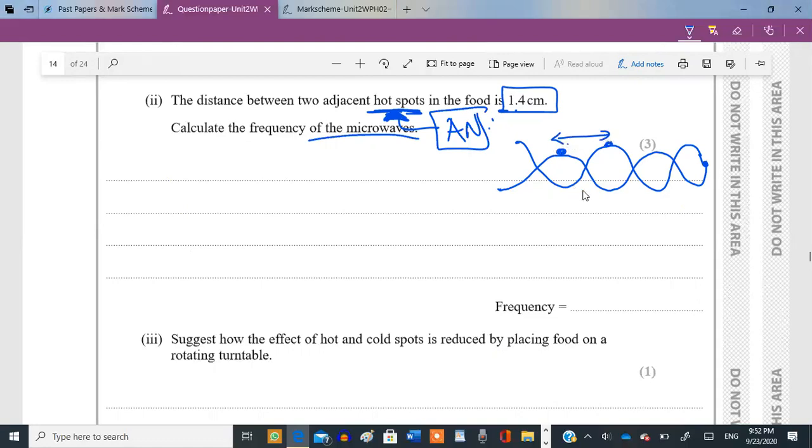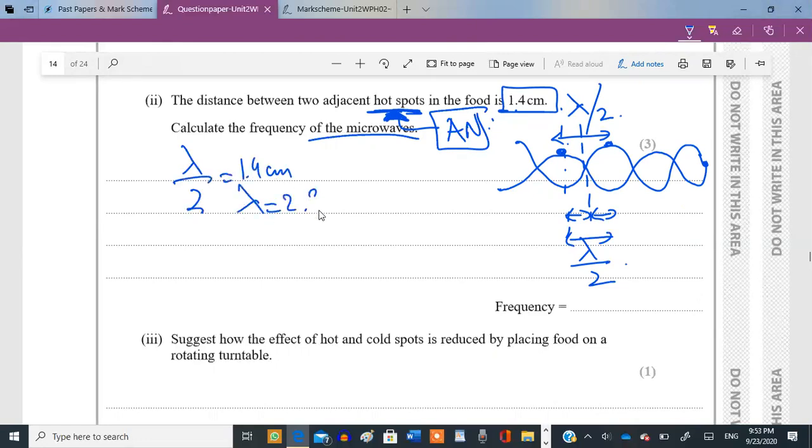What is this distance representing? Is it representing lambda by 2, right? Because the distance between the antinode and the node is lambda by 4. So 2 times lambda by 4 is lambda by 2, right? So lambda by 2 is actually 1.4 centimeters. That means lambda is 2.8 centimeters.